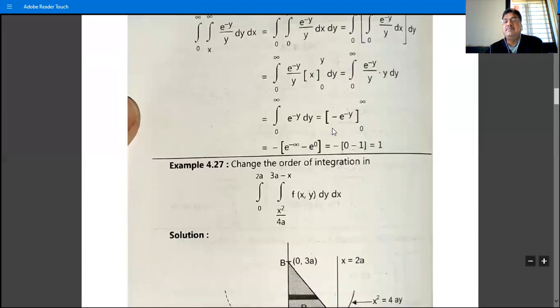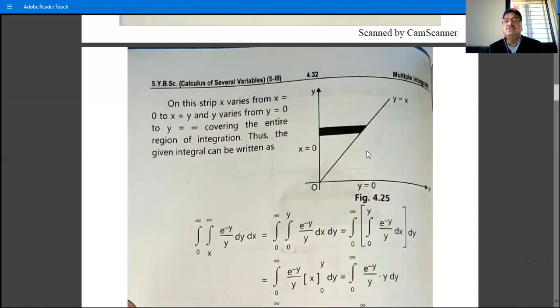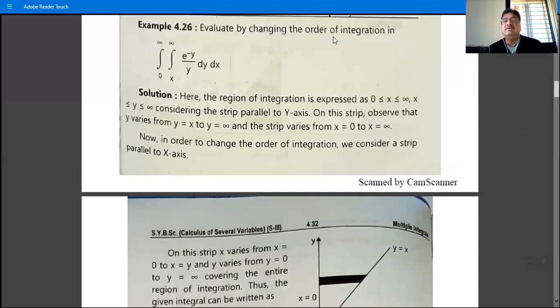Okay, and then the value at the upper limit, substitute y as infinity. e raised to minus infinity means 1 by e raised to infinity, and e raised to infinity is infinity, and 1 by infinity is 0. So e raised to minus infinity is 0, minus e raised to 0 is 1. So we have the answer plus 1. So here the question is what? Evaluate the integration by changing the order. So change the order and then integrate.